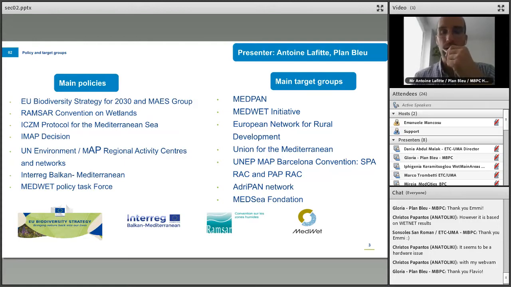It's a quick summary about what has been said before by my colleague Dania. So this slide presents the main policy and target groups we expect to reach. On the left side you have the main policies and on the right side the main stakeholder groups. So you will easily recognize some of them already presented before.